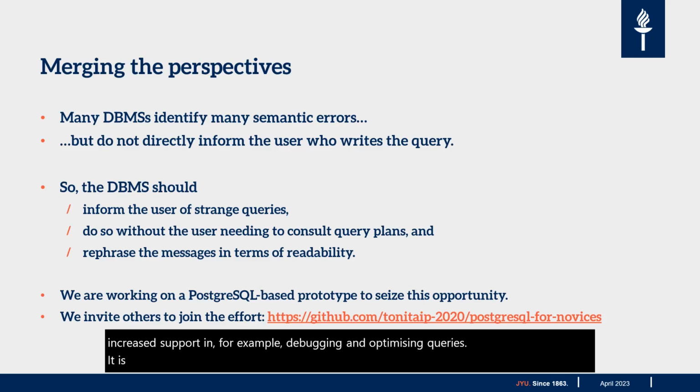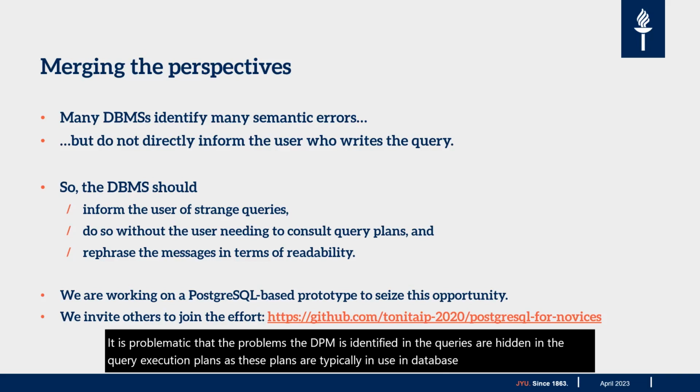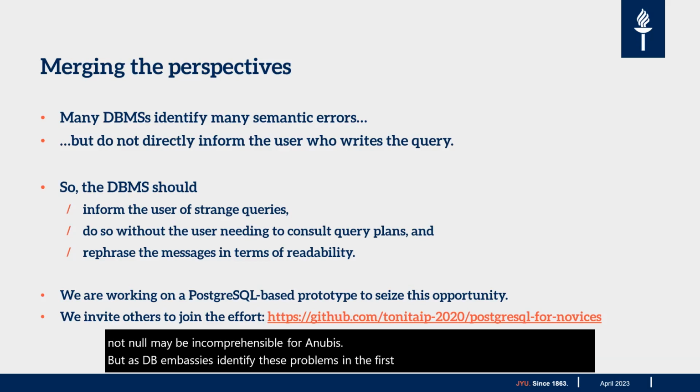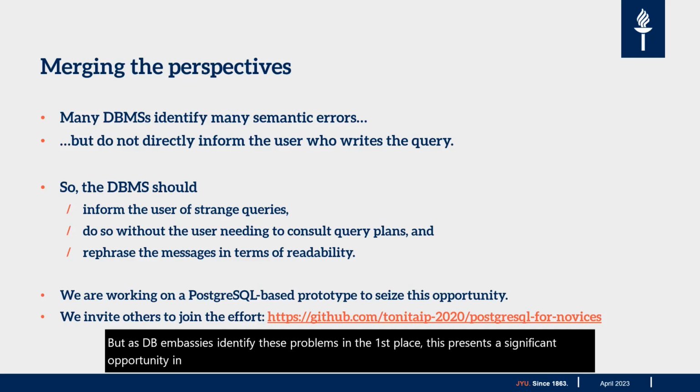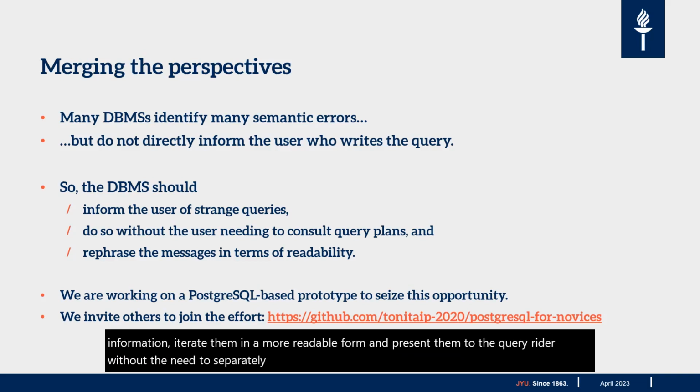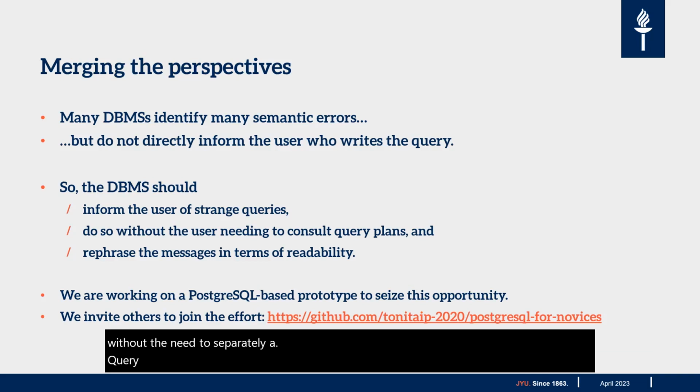It is problematic that the problems the DBMS identifies in the queries are hidden in the query execution plans, as these plans are typically in use in database optimization tasks rather than querying. And these query plans can be difficult to read, especially Oracle's "null is not null", which may be incomprehensible for a novice. But as DBMSs identify these problems in the first place, this presents a significant opportunity in utilizing what the DBMS already knows. What we need to do is catch these pieces of information, iterate them in a more readable form, and present them to the query writer without the need to separately consult a query execution plan.